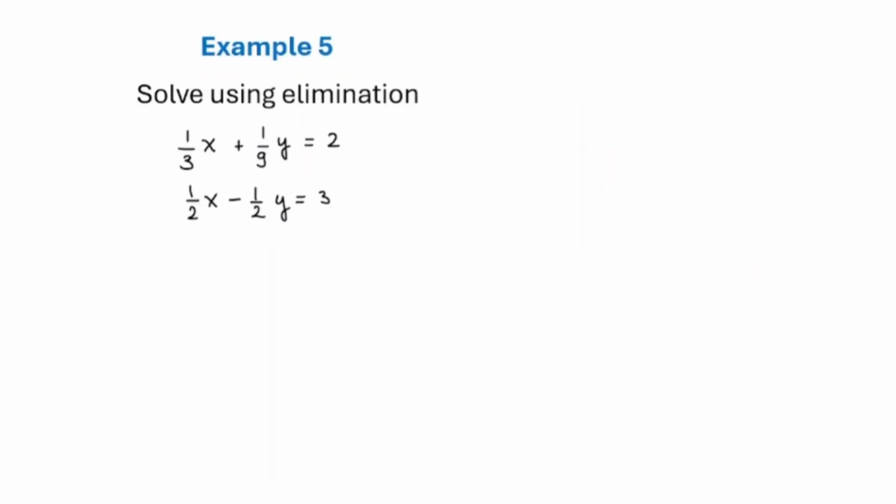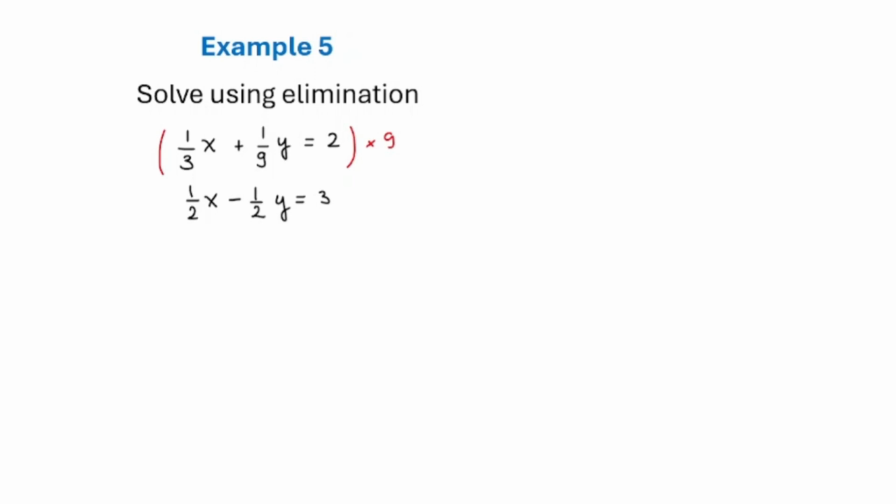Now let's look at another example. Here we have fractions. Before using elimination, we first want to remove the fractions. To do that, we multiply each equation by the lowest common multiple of the denominators in that specific equation. In the first equation, the denominators are 3 and 9. The lowest common multiple of 3 and 9 is 9. So we multiply the whole first equation by 9 to remove the denominators.